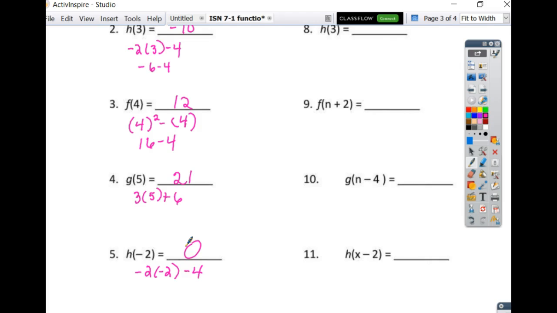Okay. How many of you think this is okie dokie so far? Can I move on and do the ones with the variables, or do you need to see more with the numbers? Okay. So go on over to number 9.